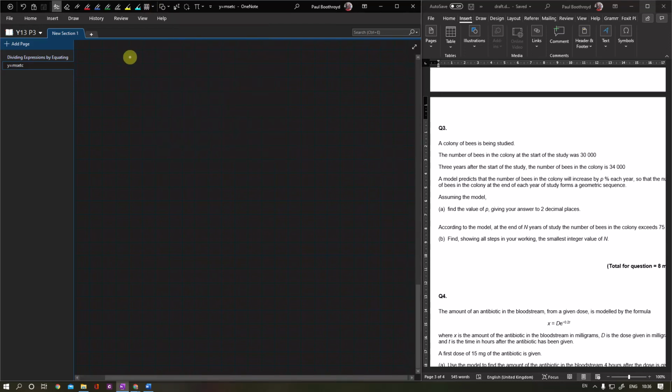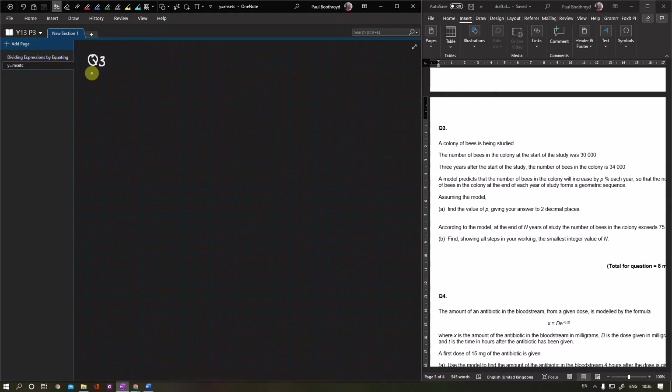Okay, I'm looking at question 3 now. This is quite a common sort of question that comes up. I'm also going to show you on the side a little bit of notation that happens. So we're starting off with the number of bees at the start of the study is 30,000.